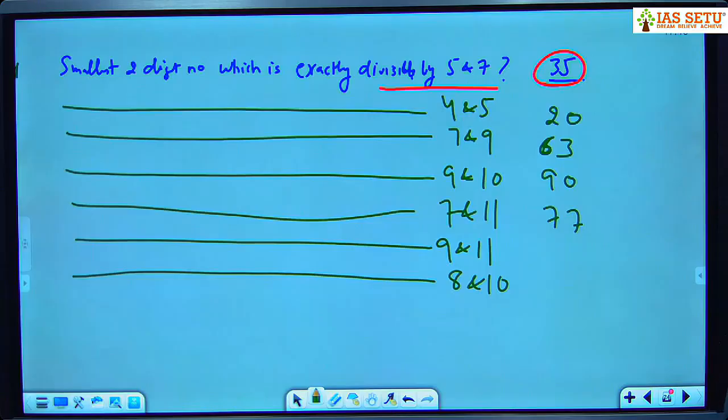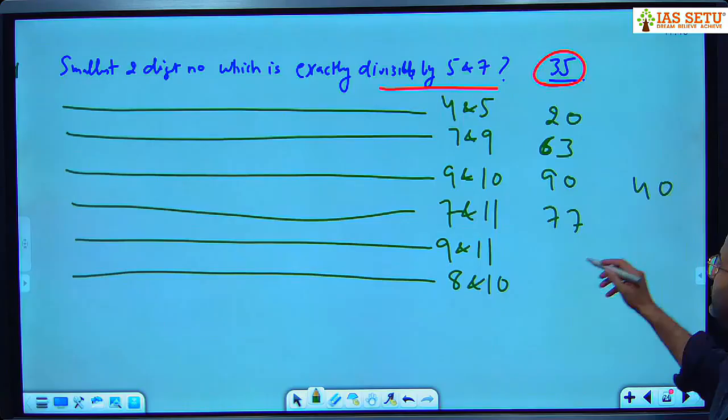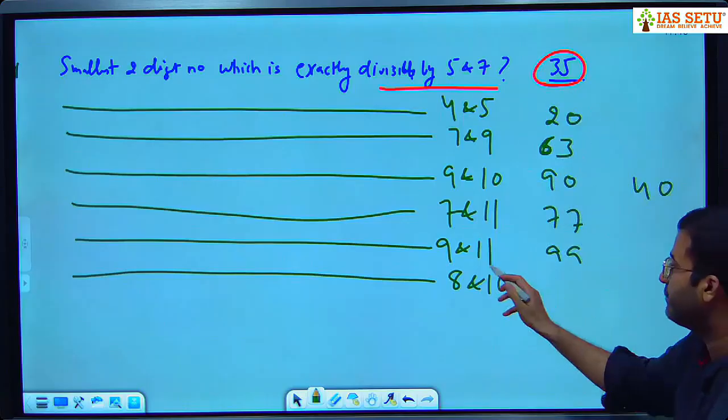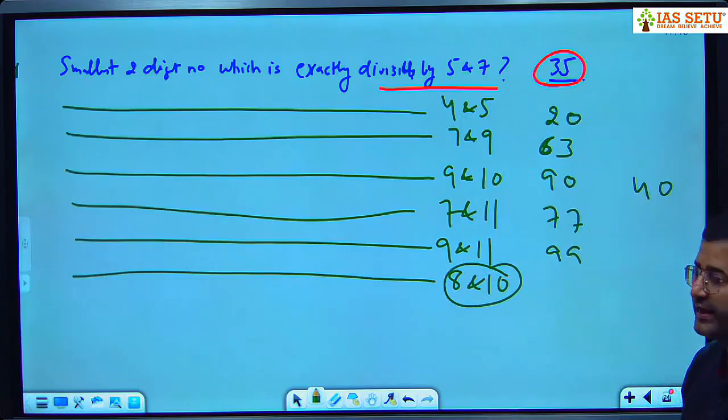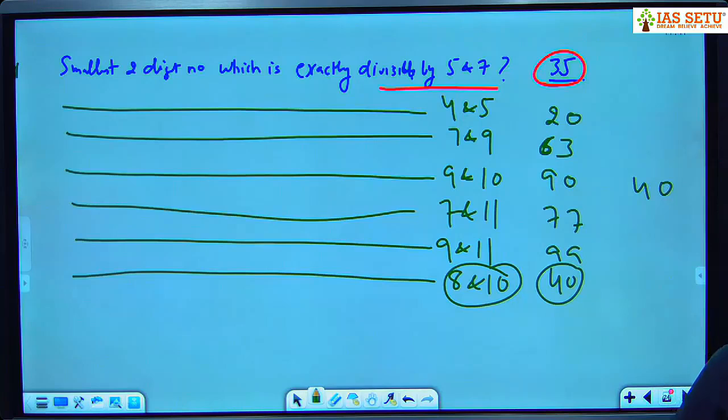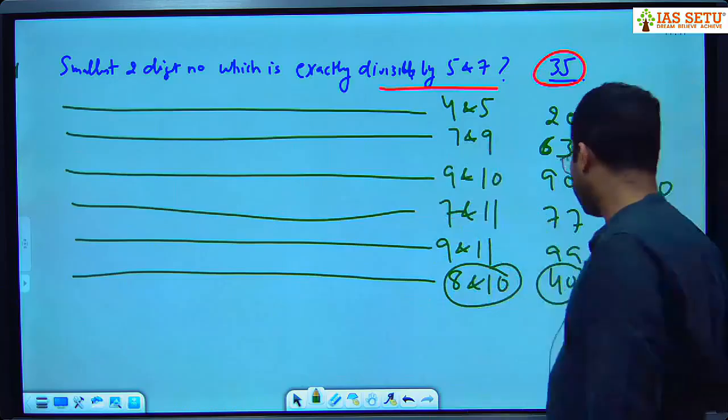Now, whoever wrote 80, this is my trap. Here the correct answer is 40. It is not a multiple. These were all co-prime, that's why it was a multiple. What is the LCM of 8 and 10? 40. You can check, 40 is the smallest two-digit number which is divisible by 8 as well as 10. So the correct answer is 40. LCM will help. Okay, so now we have covered our type 4.